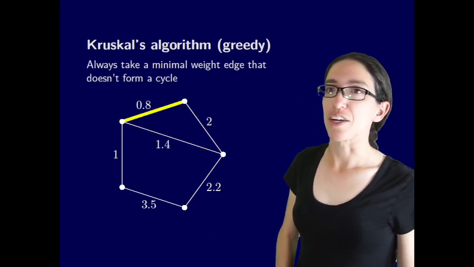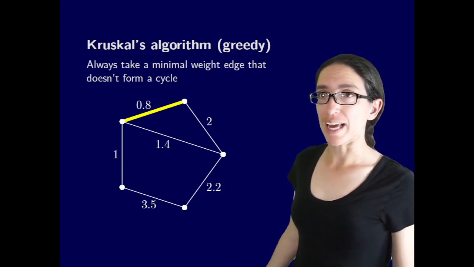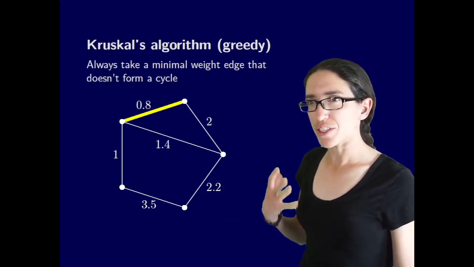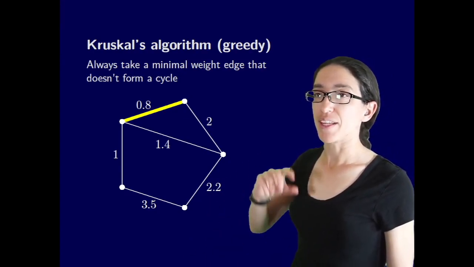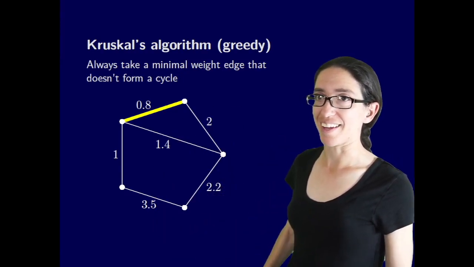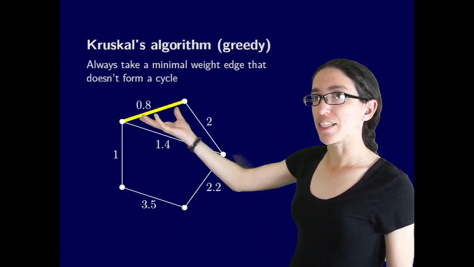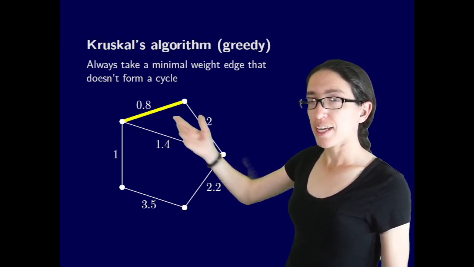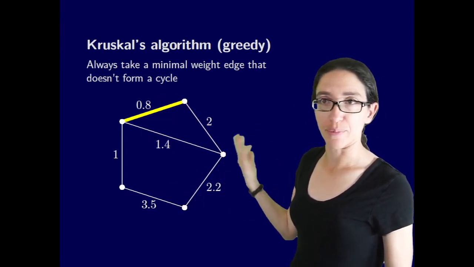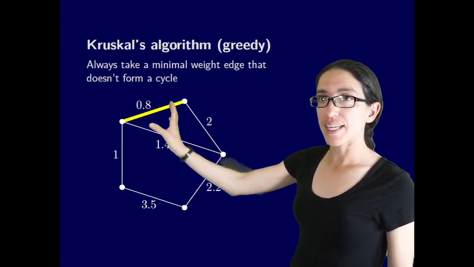It's called Kruskal's algorithm, and it's basically just the greedy algorithm. Greedy algorithm means we always do the optimal choice at every step, and that's going to make the total optimal choice in the end. So what you can do is just pick a minimal weight edge. If there are two edges of weight 0.8, you can pick any one of them, and you pick that to be in your spanning tree.